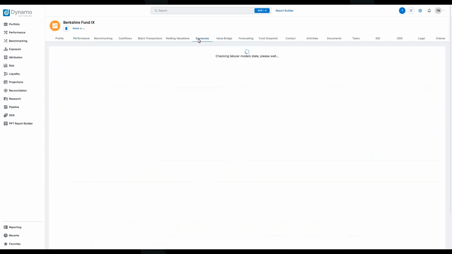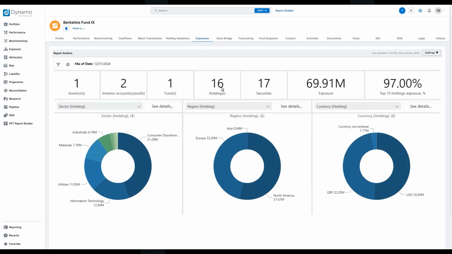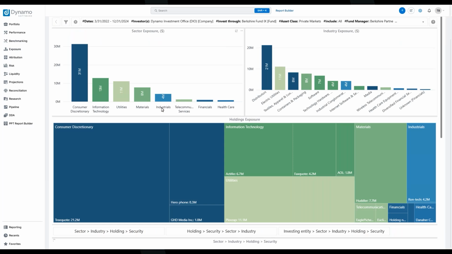So I'm going to come now over to the exposures tab here. And very similar to what we were just looking at the investor account level, I'm going to have that same chart display what my exposures by investing into Berkshire Fund 9 looks like. So with Berkshire Fund 9, they are invested in 16 holdings and 17 securities. And here is the percentage that the top 10 holdings represents. Just like before, I can do all the things with the charts and graphs of popping it out, drilling down, etc. And I can also come in here to the details and see exactly what holdings Berkshire Fund 9 is invested in.